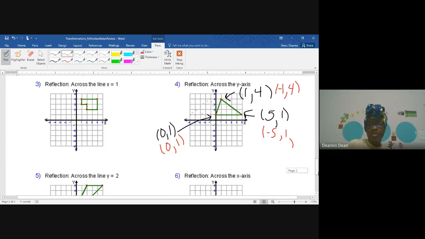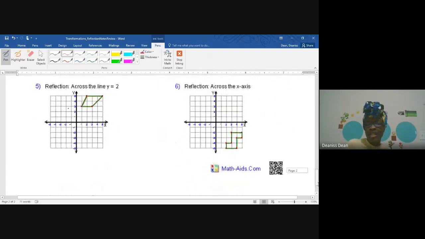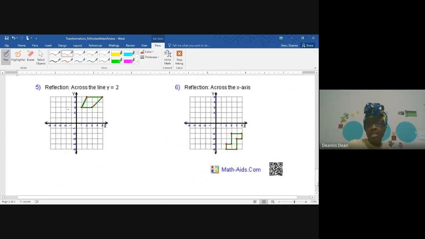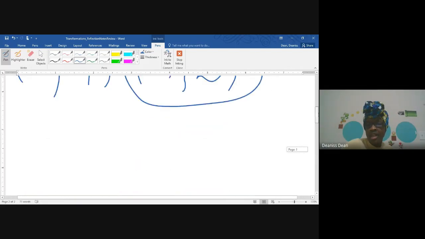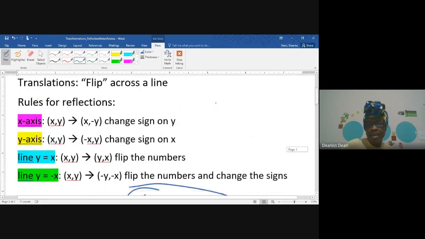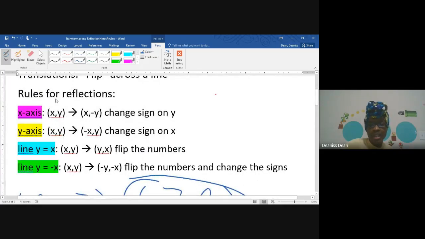Okay, the last one, reflect across the x-axis. All right, so this one, once again, is a picture, is a little more involved, so I'm not going to do every single last point on it. So I'm just going to pick a few so you can see what I'm talking about. When you reflect across the x-axis, you're going to change the sign of y, the y coordinate, okay?